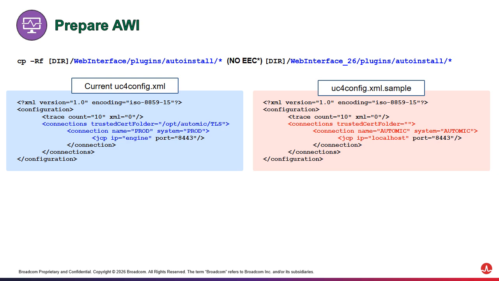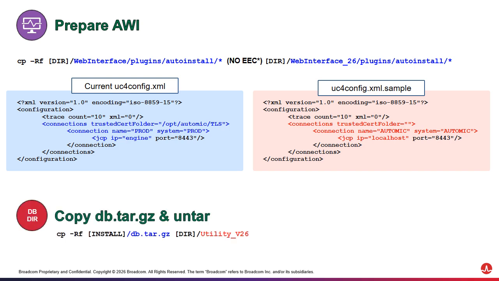Make sure you've done the necessary preparations for the service manager on this host if you have one. Copy the db.tar.gz file into the new utility directory, then gunzip and untar. This is needed for the version 26 DB load.